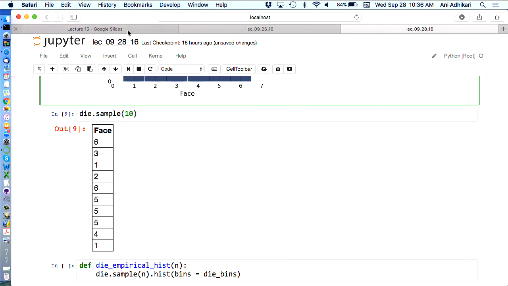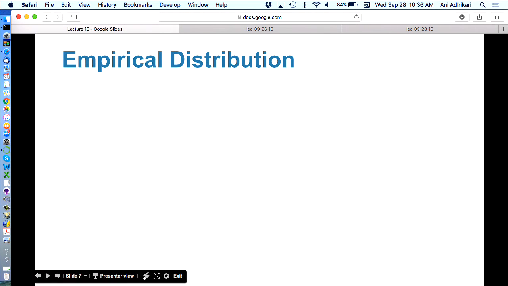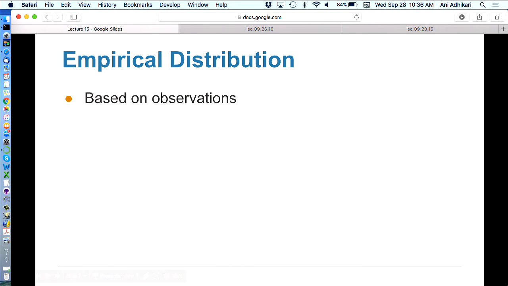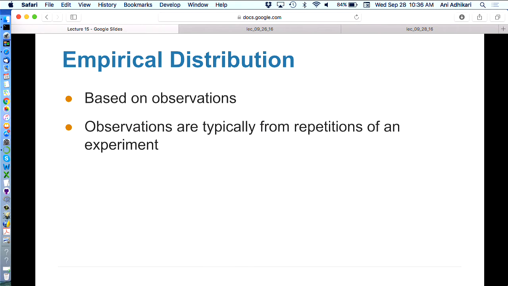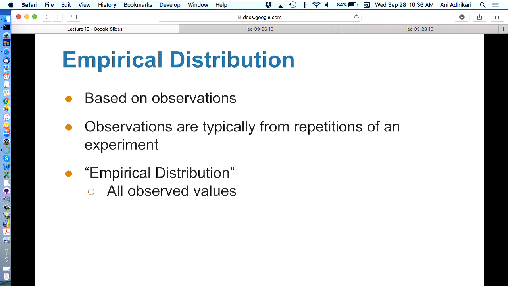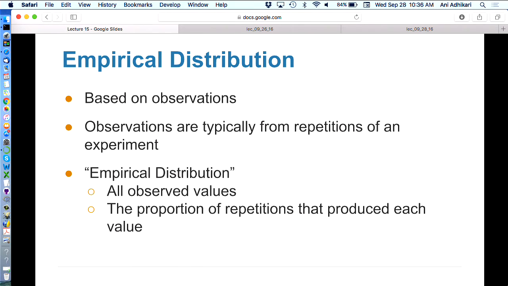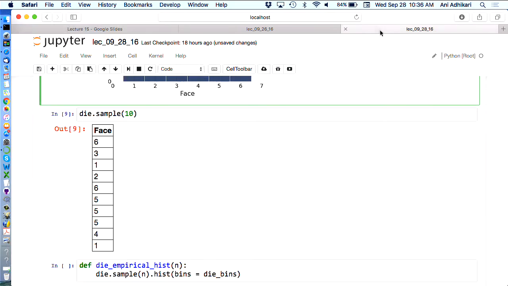So what does empirical mean? Empirical means observed. Empirical distributions are based on observations and typically from repetitions of an experiment over and over again. And they have on the horizontal axis all the values that you have observed, and the areas are the proportions of the repetitions that produced each one. So empirical, based on observations; probability is a theoretical distribution.